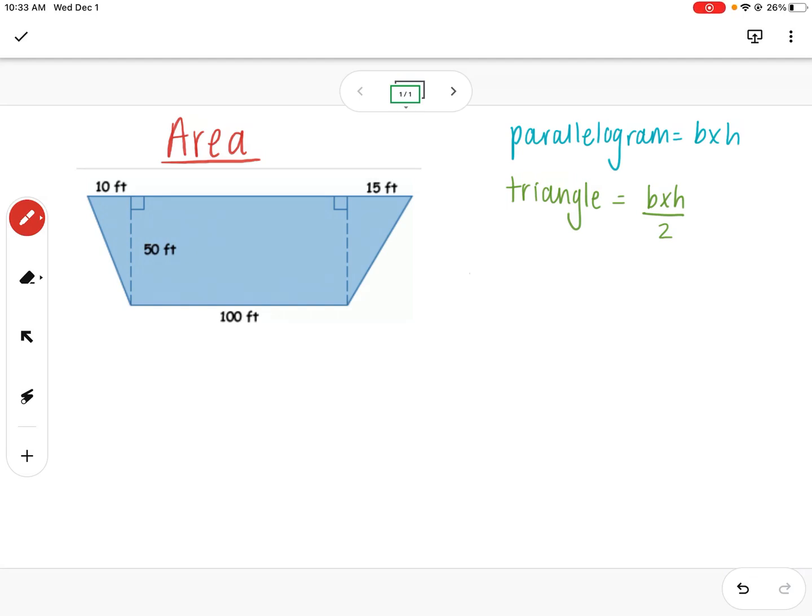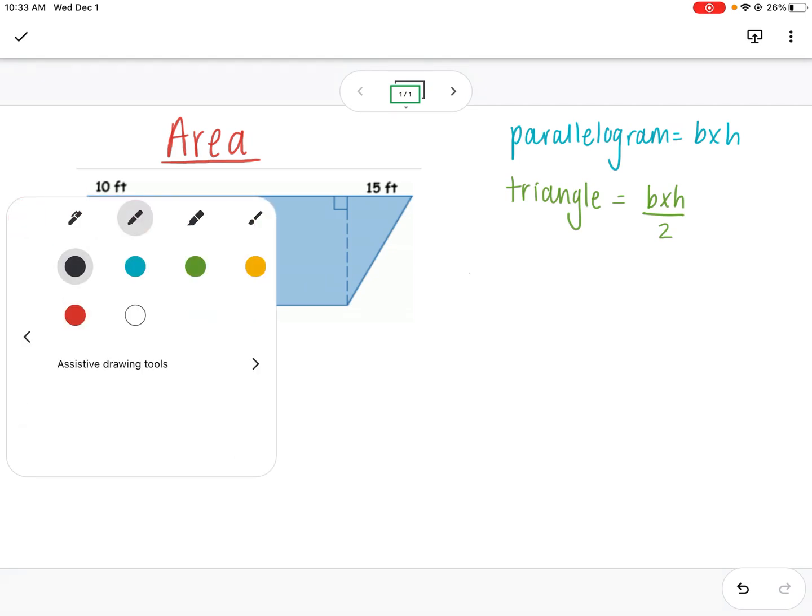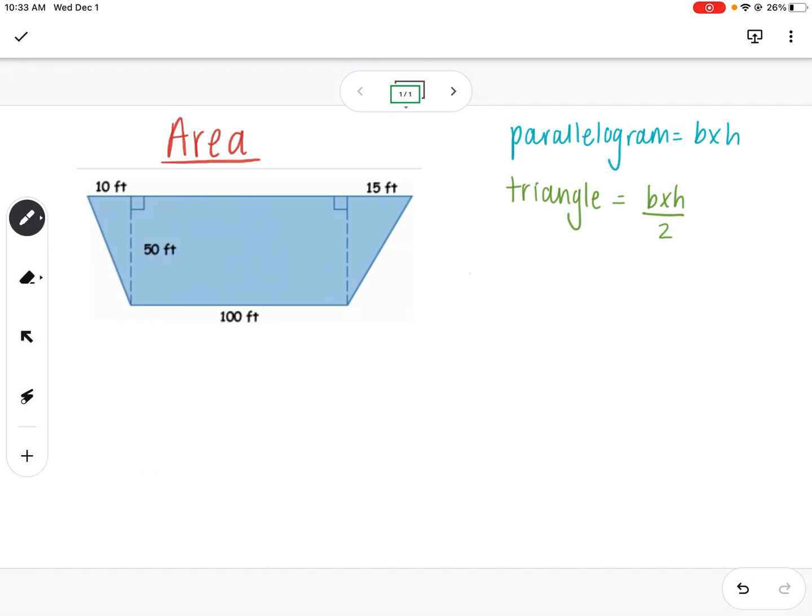Hi guys, I'm going to walk us through an example of finding the area of a trapezoid. Now, although there is a different formula for finding the area of a trapezoid, I don't like to stick to formulas. I like to actually understand conceptually. So one way I like to do that is to break a trapezoid into shapes that we already know and understand how to find the area of.